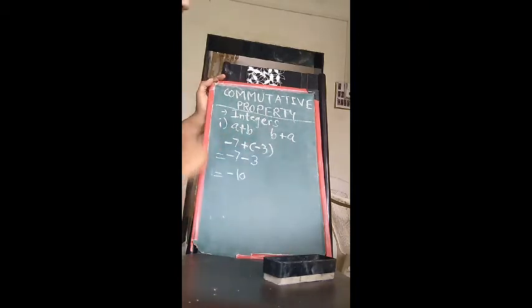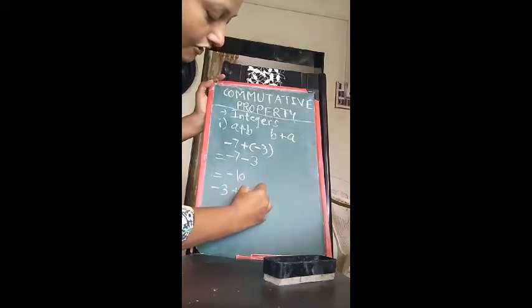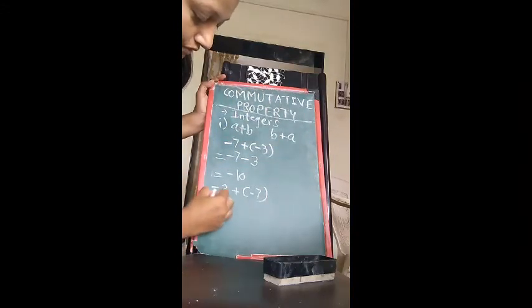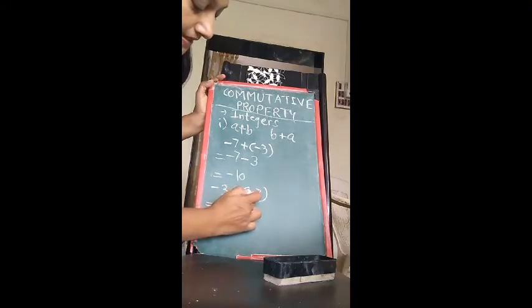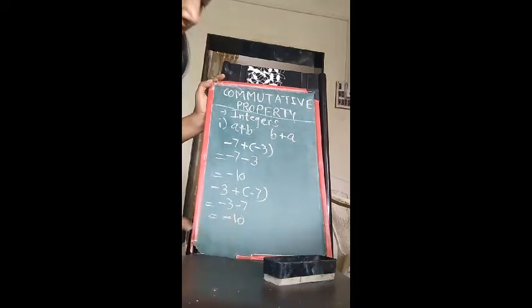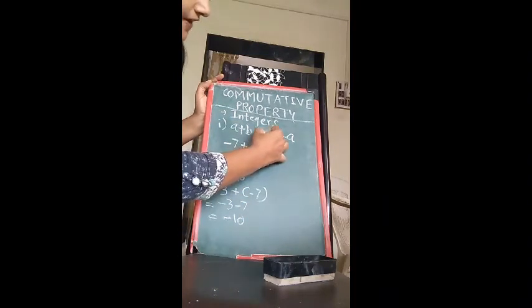Okay, now we will reverse this. That is minus 3 plus of minus 7. We have just exchanged the values. Minus 3 plus of minus 7 is minus, and the answer is 7 plus 3, 10. Again this sign will be minus. So a plus b is minus 10 and b plus a is also minus 10.